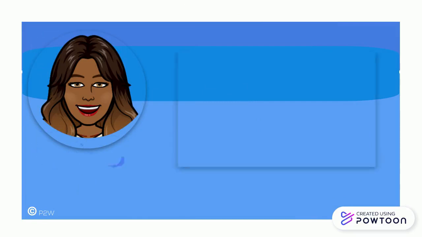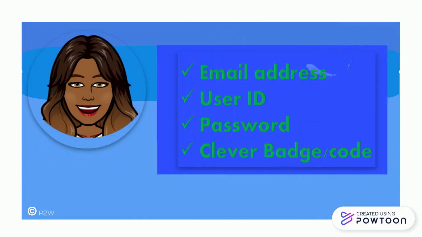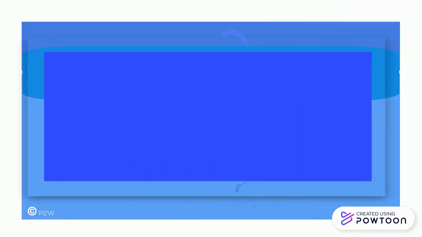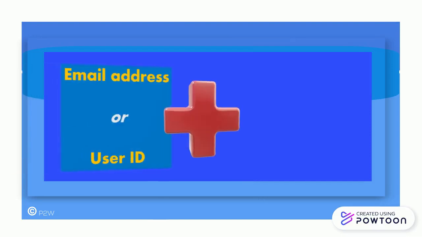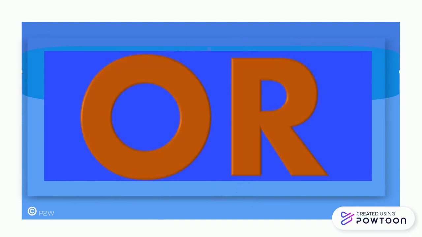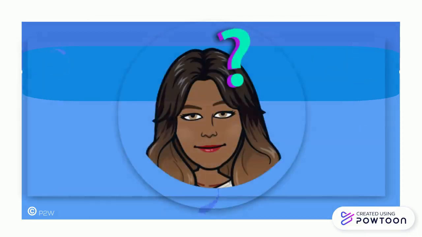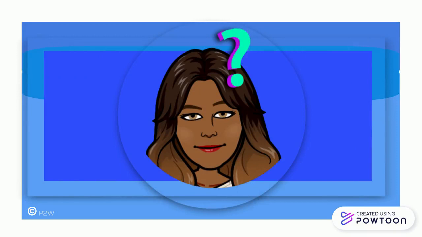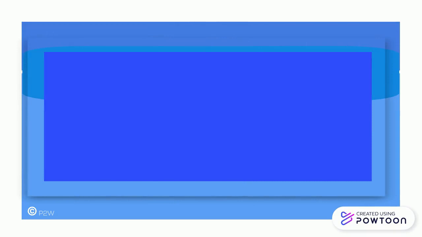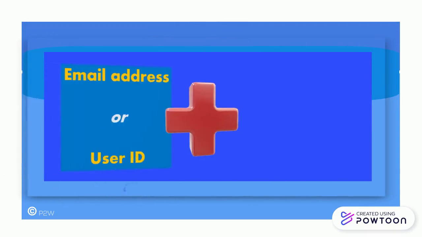You need 4 items to log in: your email address, user ID, password, and Clever Badge. There are 2 ways to log in. First is using your email or user ID and password, or the Clever Badge. How do I know which one to use? Easy, ask your teacher. First way is using your email address or user ID and password.